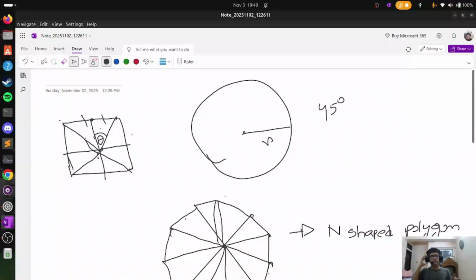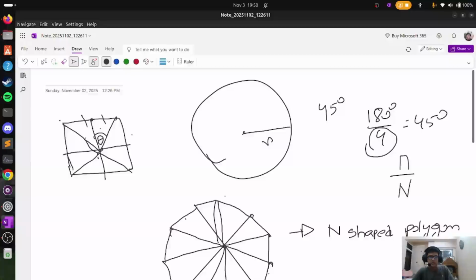So in that case, it's 45 degrees. Now, 180 degrees divided by 4 is also 45 degrees. Here we can see that this polygon has 4 sides. A square is a 4-sided polygon. So we can write it as pi by n, where n equals the number of sides the polygon has, an n-sided polygon.